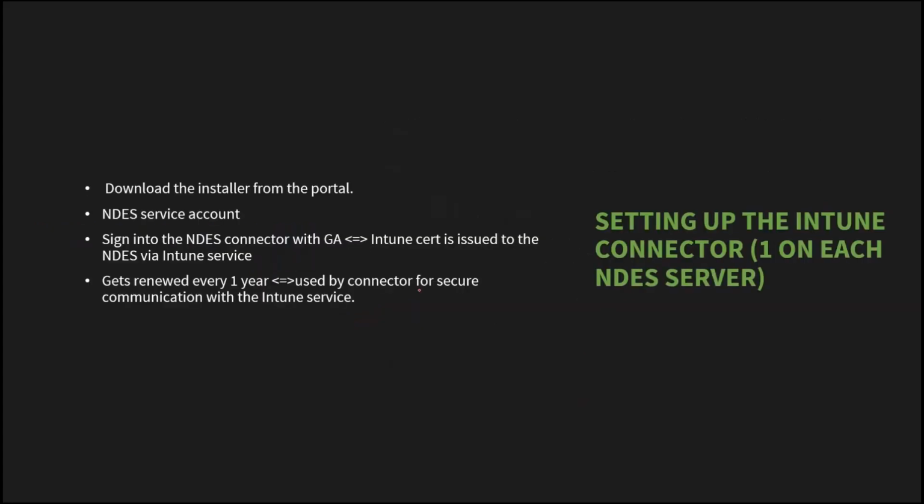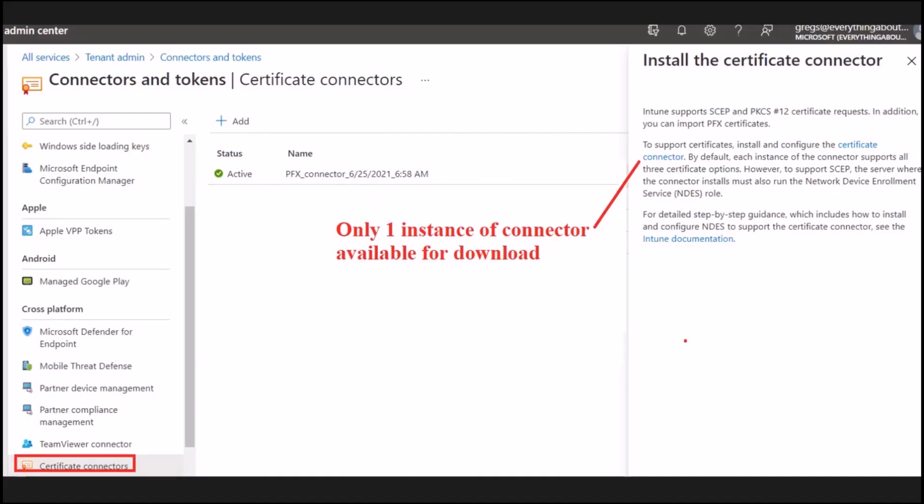Now, obviously in the NDES server, we have to install the connector as well. We can download the connector from the portal, and then go to the NDES server, double click and install it, which is also pretty much straightforward. If you are in the portal, you have to go to the certificate connectors blade, and from there click this hyperlink, which gives you an option of downloading a certificate connector.